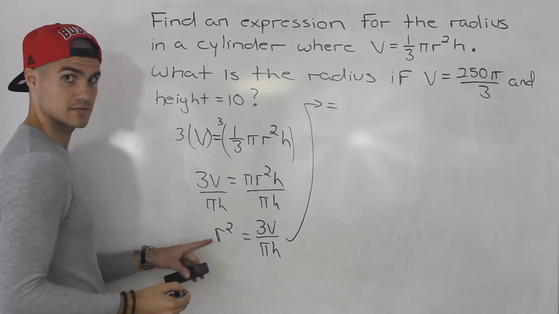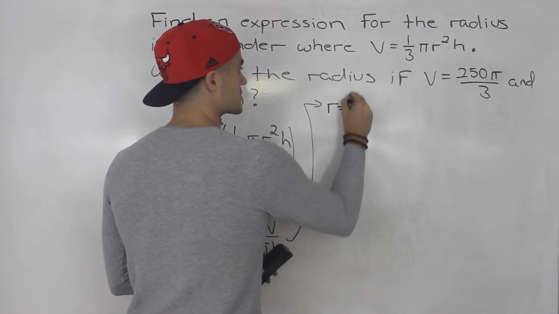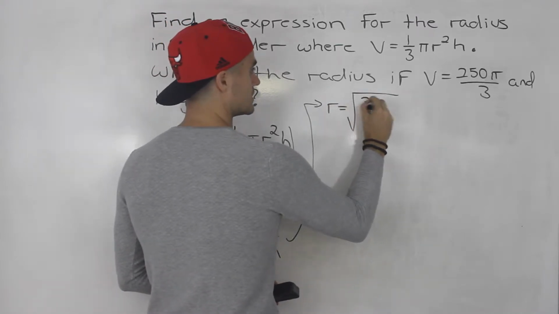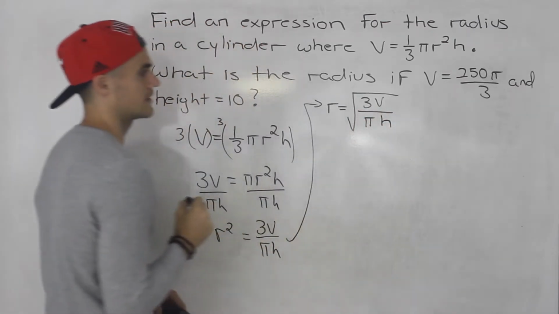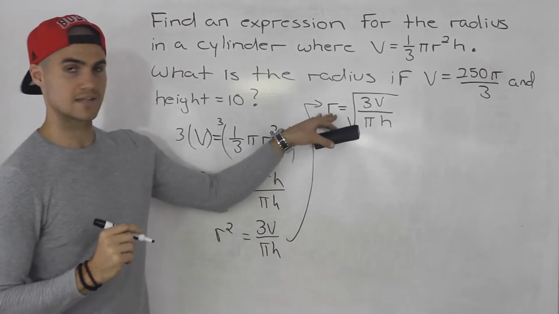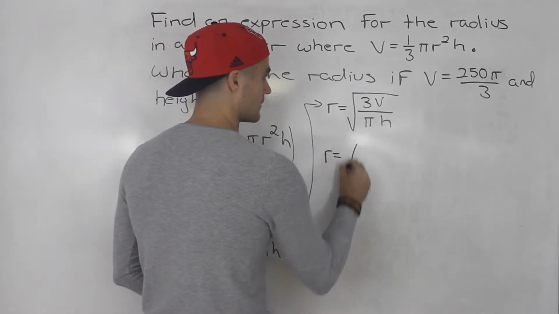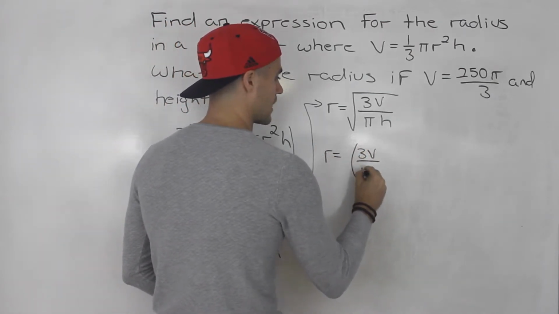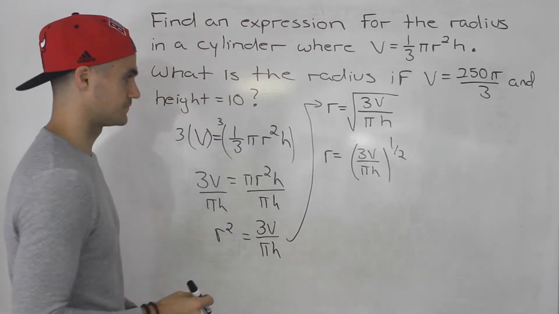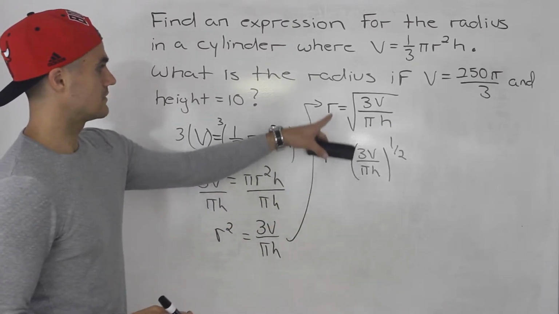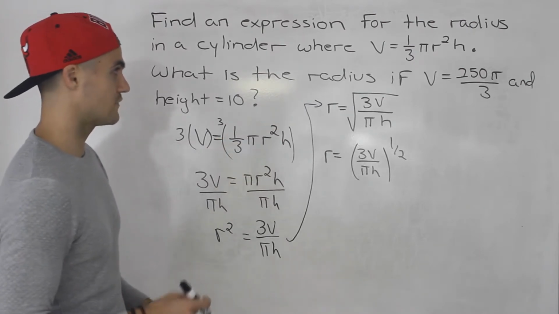And then at this point, we can square root both sides to get the r by itself. So basically the radius is going to be the square root of 3 times the volume all over pi times the height. Right? So when you isolate for the radius, that's what it's going to be. And you could also write this as an exponent, 3v over pi h to the power of 1 over 2. Both of these are the same thing. Okay, so either one of these is an expression for the radius.